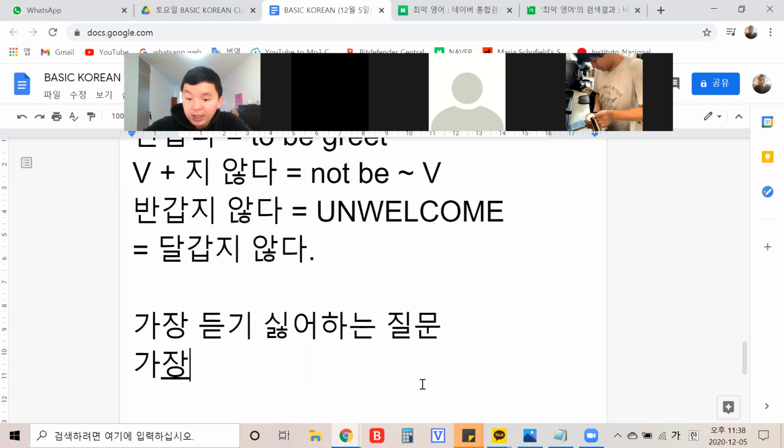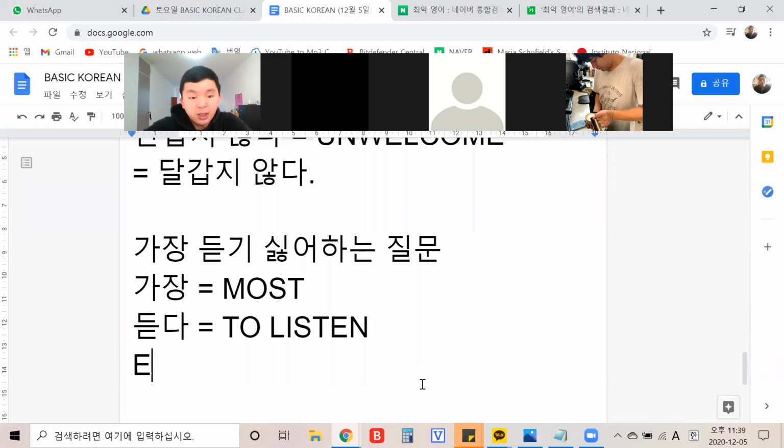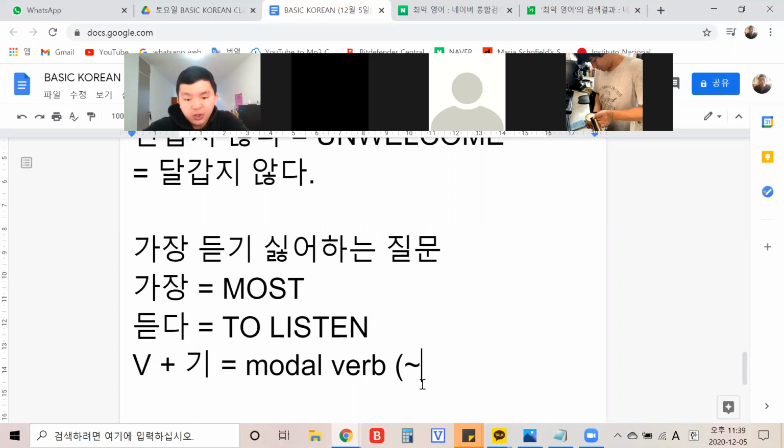Okay. 가장 means most. 듣기 is from the verb 듣다, which is to listen. But why did they change 듣다 to 듣기? Because of this key function. Let me just put the key. Key is for the verb. The verb plus key, we call that a modal verb in English. There are many different modal verbs, but specifically this is talking about the ing function, like changing a verb to a noun.